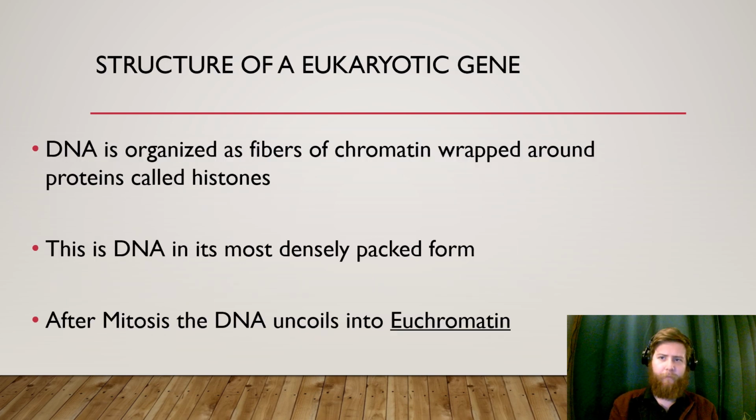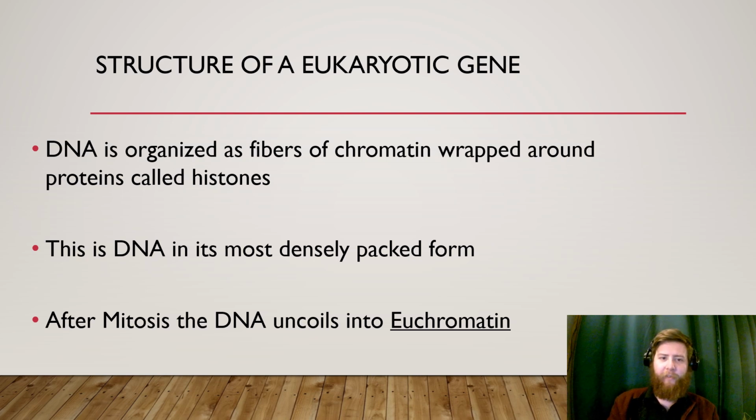So let's talk about the structure of a eukaryotic gene. Remember that DNA is always going to be organized as fibers of chromatin wrapped around proteins called histones. This is when DNA is very densely packed in chromosomes.